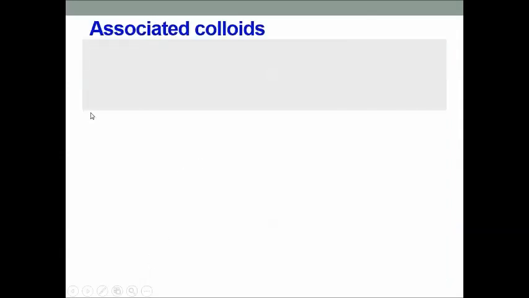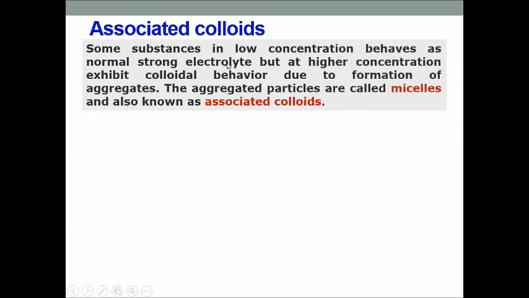Now the third one is associated colloids. Some substances at low concentration behave as normal strong electrolytes, but at higher concentration exhibit colloidal behavior due to the formation of aggregates. The aggregated particles are known as micelles and are also known as associated colloids. We learned this in the soaps and detergents part. In grade 10 we learned the cleansing action of soaps and detergents, and the same micelle formation is there. So it is named as which type of colloid? Associated colloid. The aggregate particles are said to be associated colloids.